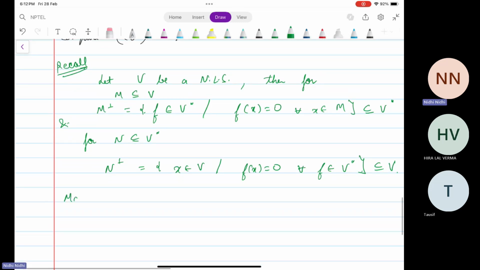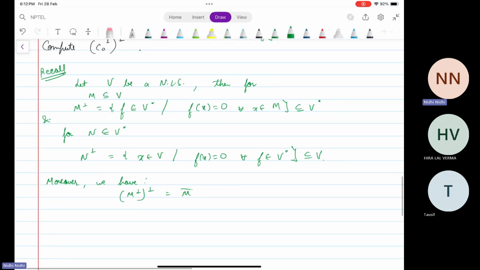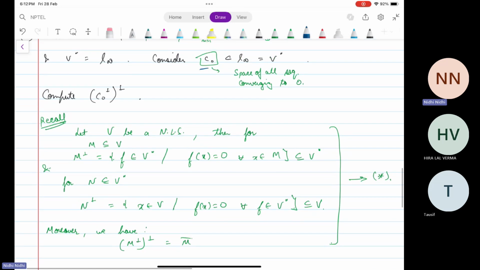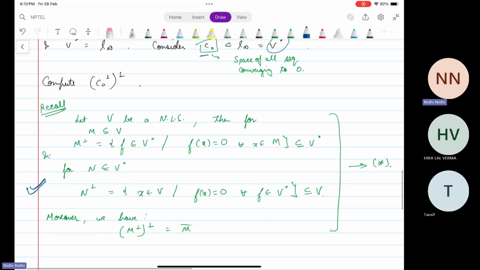Moreover, we have a result: M perp perp is equal to M closure. We will be using this star often. So here we are taking C naught to be a subset or subspace of V star. So we'll be using this definition in order to find its perpendicular.